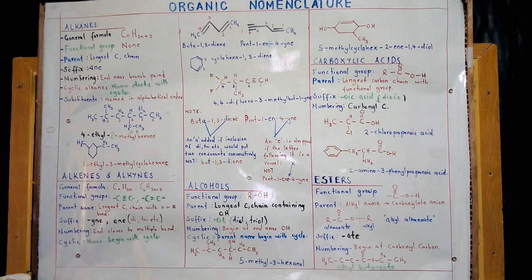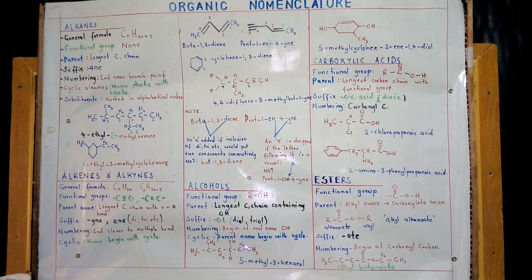Next, we shall look at the naming of alcohols. Now, the functional group for alcohols is a radical joined to an OH group, and then the parent name is formed by the longest carbon chain containing the OH group, which is part of the functional group. The suffix for alcohol names ends with "ol", or in case there are 2 OH groups, then it will be a diol, and triol for 3. Numbering will begin at the carbon that is attached to the OH group. And then for cyclic compounds, the parent name begins with cyclo.